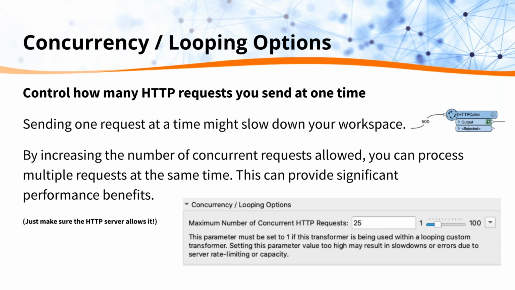As a disclaimer, a lot of servers have a threshold, so refer to the documentation to make sure you're abiding by those rules and not slamming the server with requests. There's a lot of good reasons, though, to set concurrency to just 1. For example, when looping with custom transformers. And if that interests you, we're actually going to touch on that exact scenario a little later in the webinar. But now let's see the power of concurrency in action.